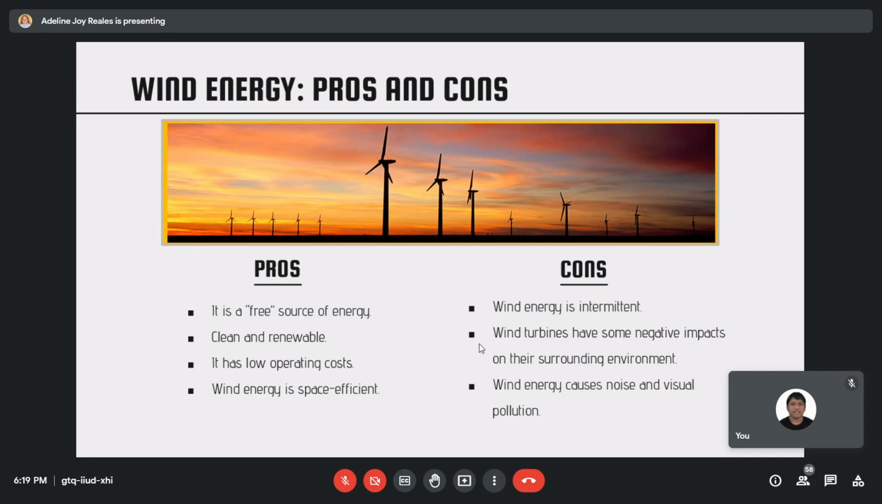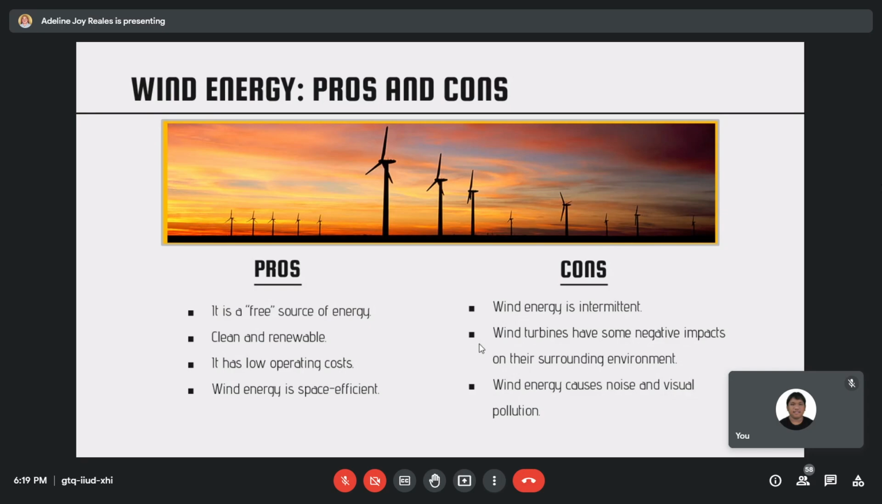Next is that it is clean and renewable. Unlike coal, natural gas, or oil, generating electricity from wind doesn't result in greenhouse emissions. Additionally, wind energy is completely renewable and will never run out. Next is that it has low operating costs. Wind farms or individual turbines can be expensive to install. However, once up and running, operating costs are relatively low. Their fuel, the wind, is free and the turbines don't require too much maintenance.